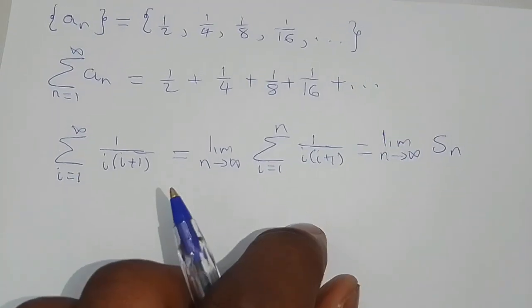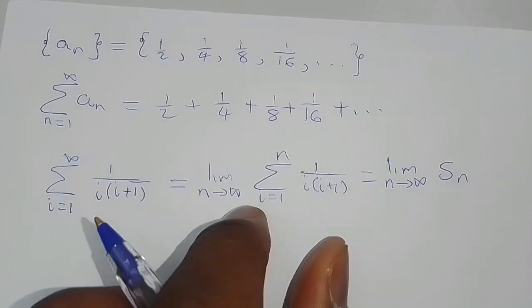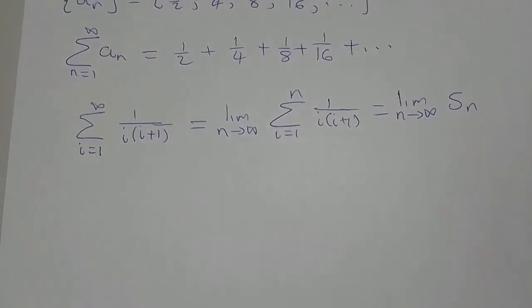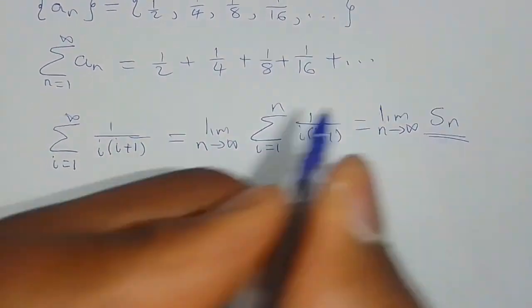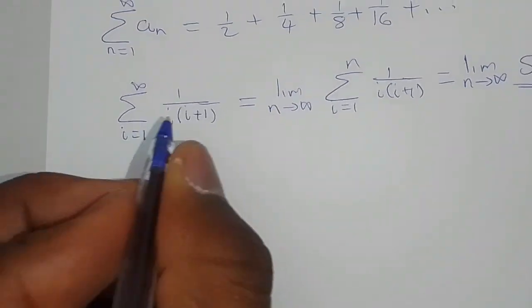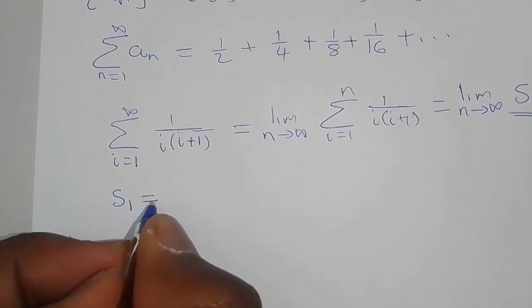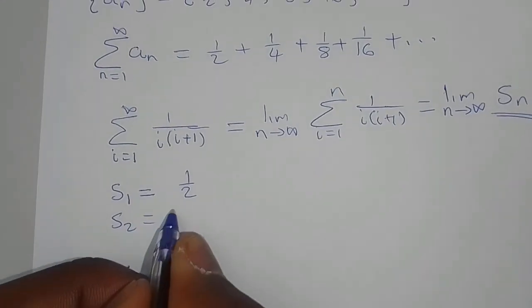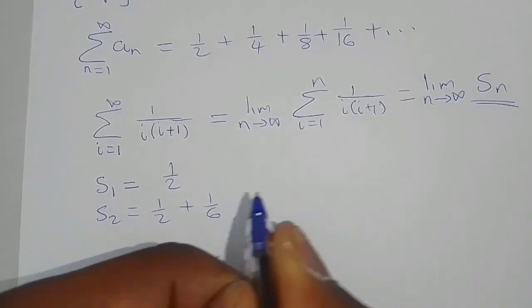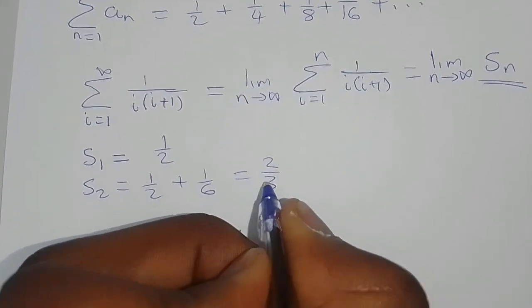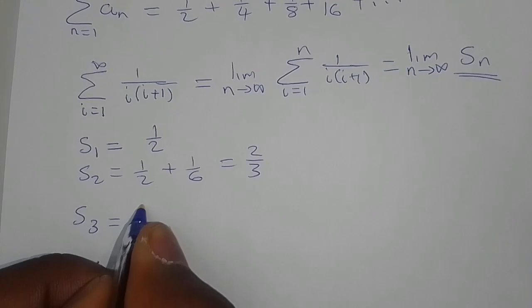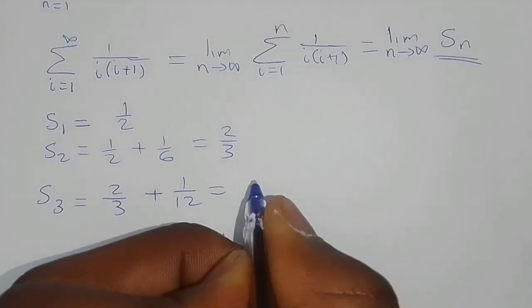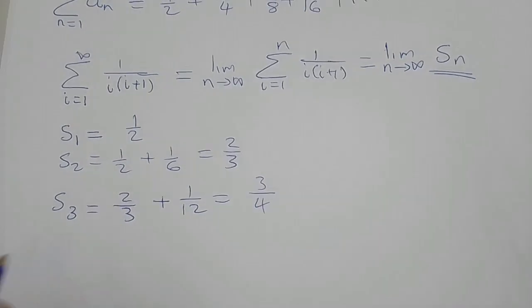So then you realize that this will be equal to the limit when n goes to infinity of Sn. And this means that we need to identify what's Sn. If you look at this, S1 will be T1, which is just equal to 1/2, and S2 will be 1/2 plus 1/6, and if you simplify that, you get 2/3. Then if you continue and find S3, then S3 will be S2 plus T3, which becomes this. Then if you further simplify, you realize that this is equal to 3/4.